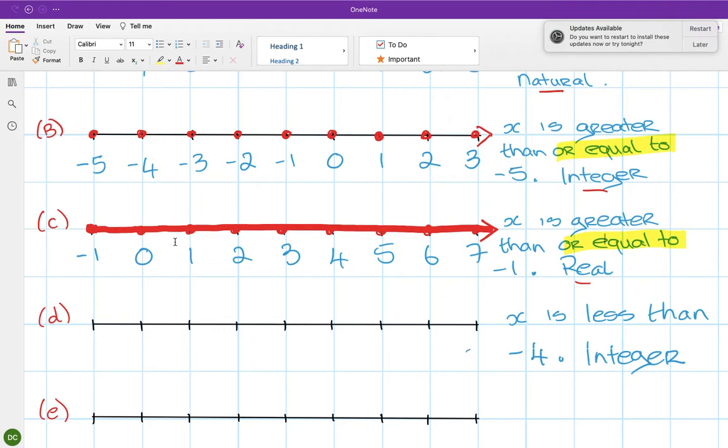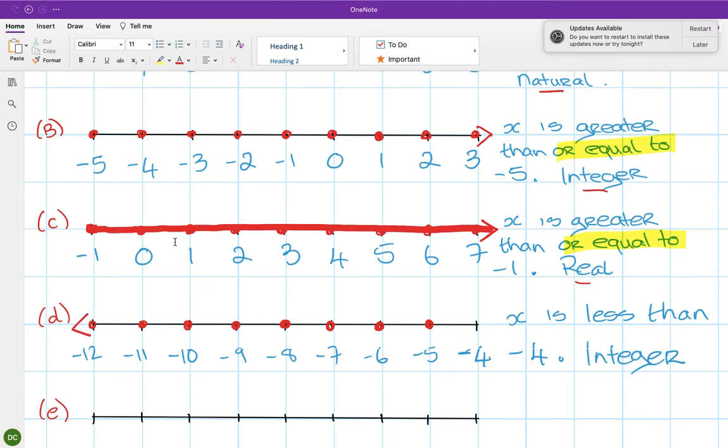Sorry, I'm going to put my -4 over here, and I'm going to go less than -4. So less than -4 is -5, -6, -7, -8, -9, -10, -11, -12. Yeah? So notice this time there is no or equal to, which means I'm not going to put a dot on the -4. I'm going to put my first dot on the -5. -6, -7, -8, -9, -10, -11, -12.